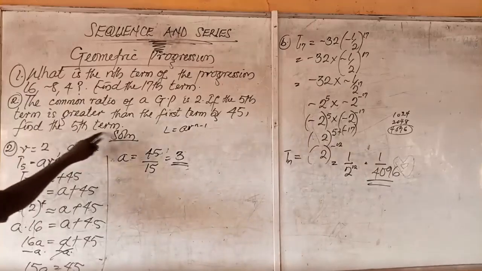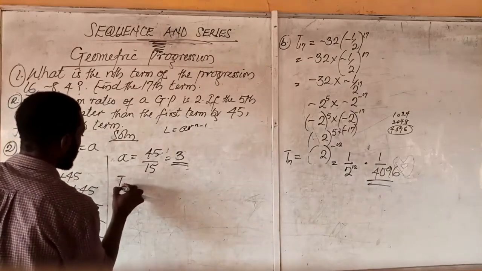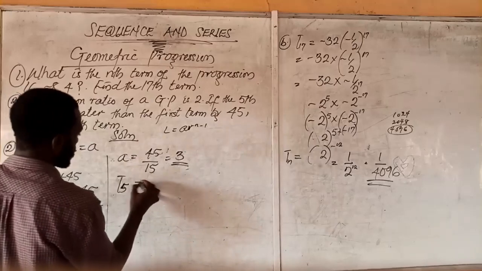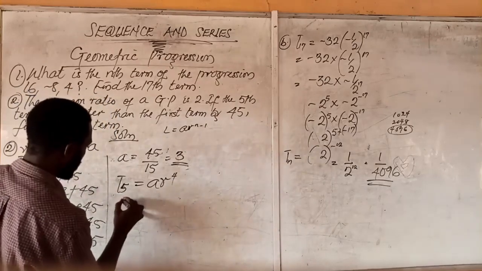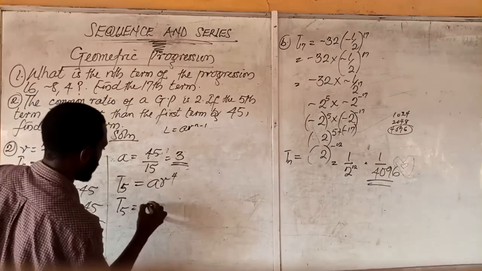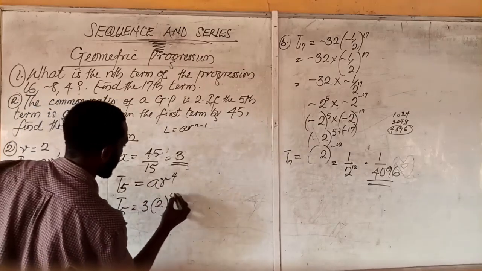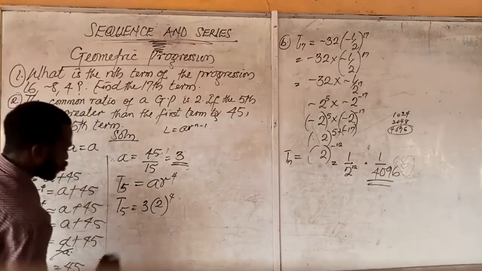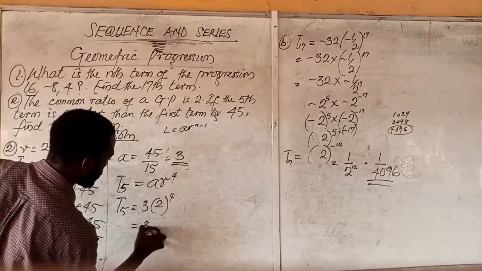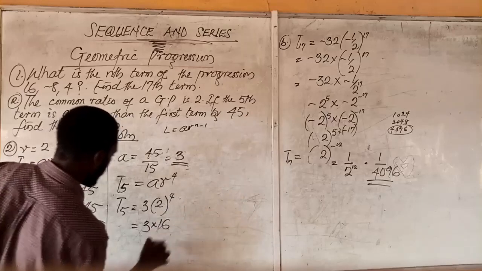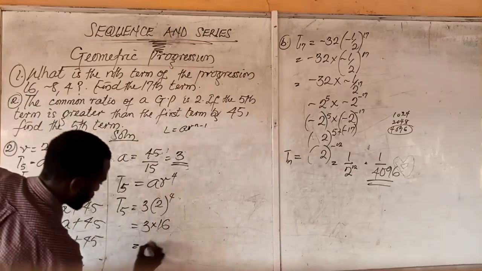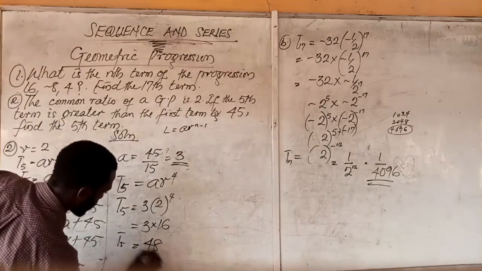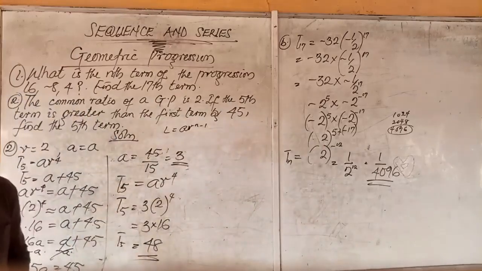Now we have to find the fifth term. So T5, which is the fifth term, recall is A R raised to the power 4, isn't it? So that we have T5 equal to A, which is 3 now, into bracket 2 raised to the power 4, because R is 2. So we have 3 times 2 raised to the power 4, which is 16. So we have 3 times 16, which is 48. So we have 48 as our T5. And that is the final answer for the second question.